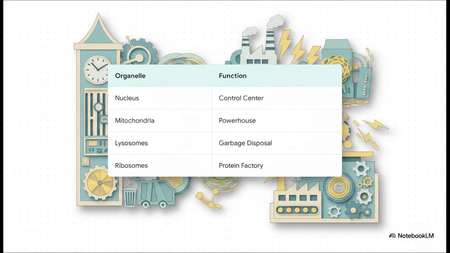The nucleus, that's your control center, calling the shots with genetic instructions. The mitochondria is the powerhouse, pumping out the energy the cell needs to survive. Lysosomes are your garbage disposal, using enzymes to clean up waste. And the ribosomes are these busy protein factories, making whatever the cell needs to build and repair itself. It's amazing. Every single organelle has a crucial everyday job.